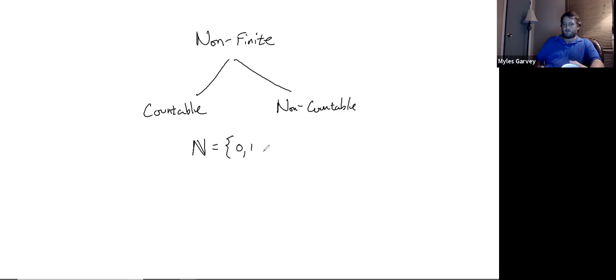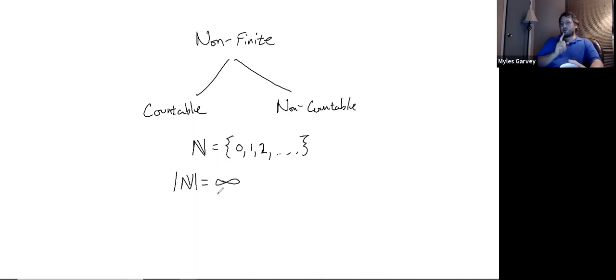Let's consider the natural numbers: 0, 1, 2. Some mathematicians argue about 0 being in. I'm going to put 0 in here, okay? And so on and so forth. This goes out to infinity. And so we might hypothesize that the cardinality of the natural numbers is infinity, right?